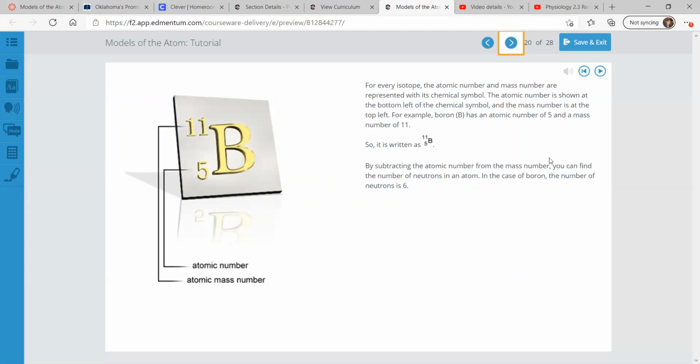By subtracting the atomic number from the mass number, you can find the number of neutrons in an atom. In the case of boron, the number of neutrons is 6. Do you understand how that happens? You have the mass number, which means protons and neutrons in the nucleus. There are 11 of them. 5 is the atomic number. That means there are 5 protons in the nucleus. If you subtract 5 from 11, 11 minus 5 equals 6. That means there are 6 neutrons left in the nucleus.